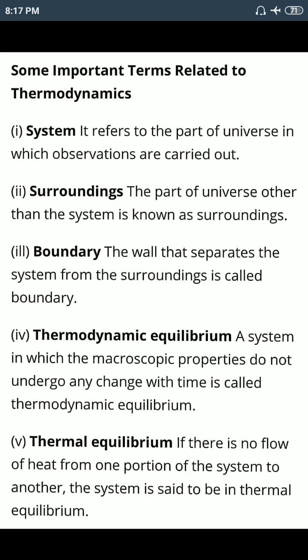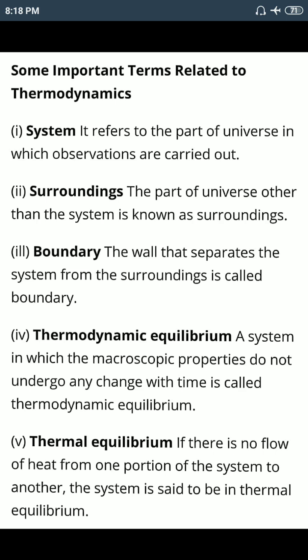A system is said to be in thermal equilibrium when there is no flow of heat from one portion of the system to another, or from the system to the surroundings. That means the temperature remains the same, or the temperature is constant. That is called thermal equilibrium.